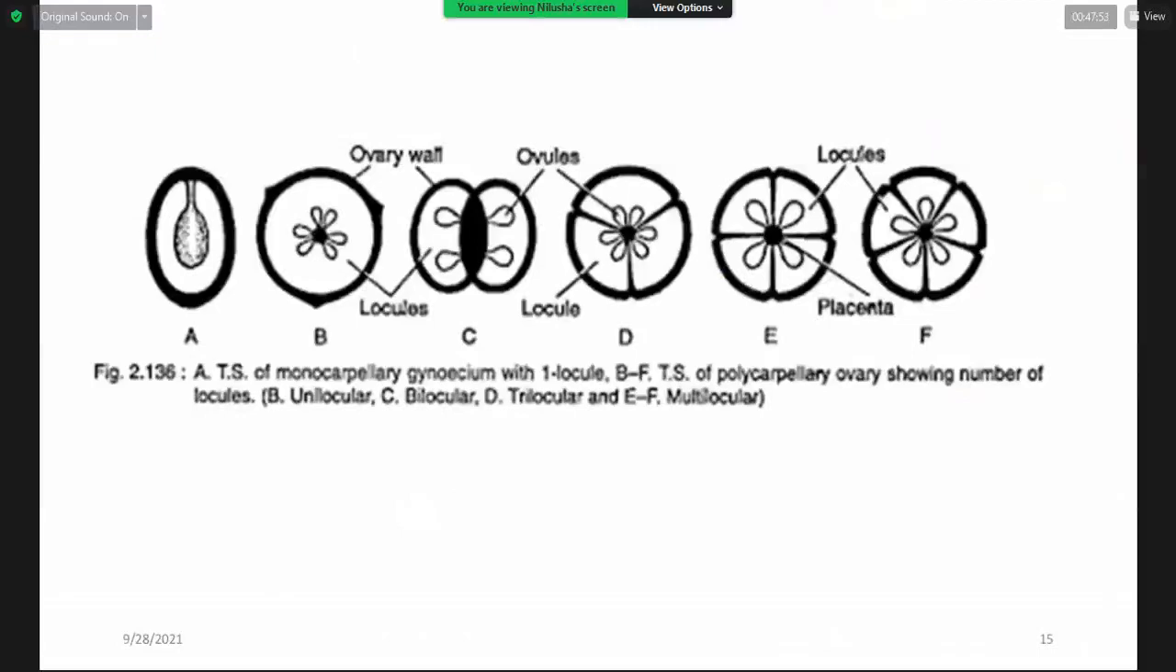Here you can see the picture of the ENF. You can see there is a multilocular condition. That means there are several locules, and the placentation there is axial. Is it clear to all? Yes, ma'am. Okay.